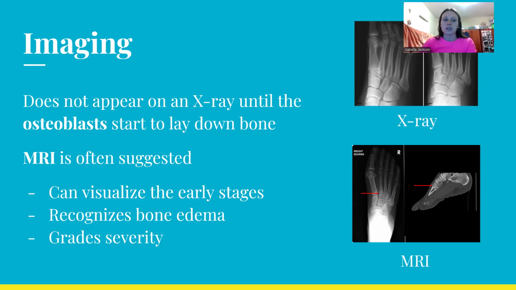That's often suggested because an MRI can visualize the early stages of the stress fracture, from a stress reaction developing into a stress fracture. It also recognizes bone edema, which is inflammation of the bone, and it can grade the severity of the stress fracture based on the fracture line and the inflammation of it.